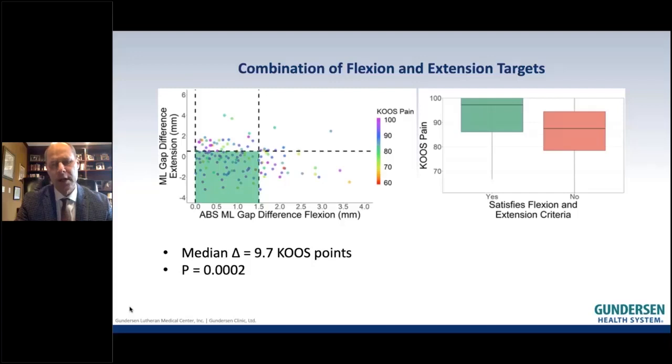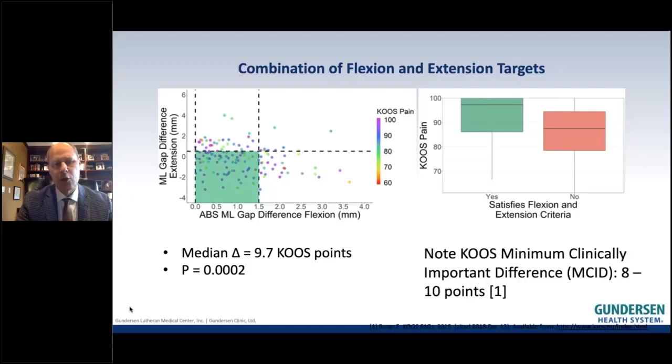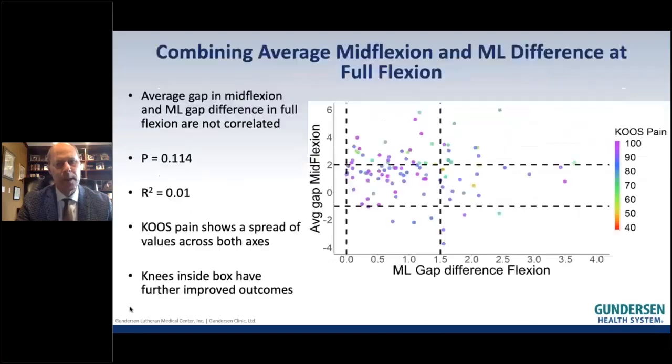So what we're seeing here is if you have a knee that's a little bit more lax laterally than medially and is well balanced in a flexion gap, then those patients have on average about a 10-point improvement in their KOOS pain score if you're in that group compared to if you're outside of that box, which is very significant. If we look at this group here, which on the x-axis is the same flexion gap that I just showed you within 1.5 millimeters, and on the y-axis is mid-flexion stability, that's from -1 degree, so a tight mid-flexion, to 2 millimeters of laxity.